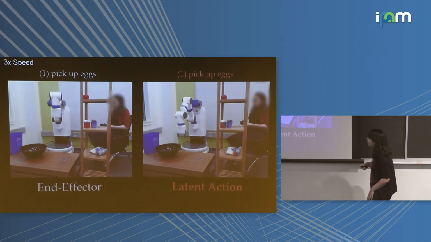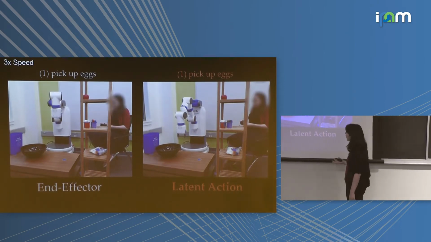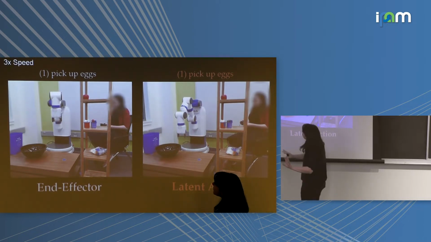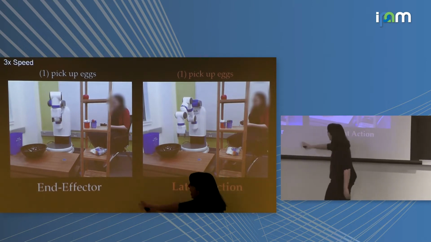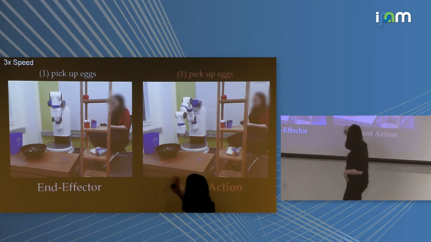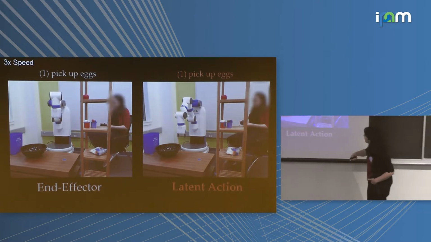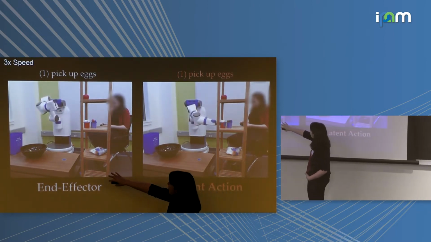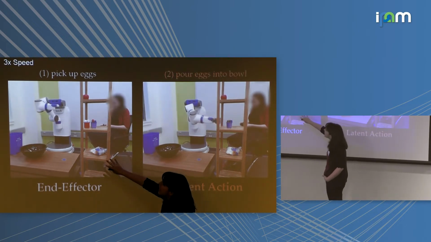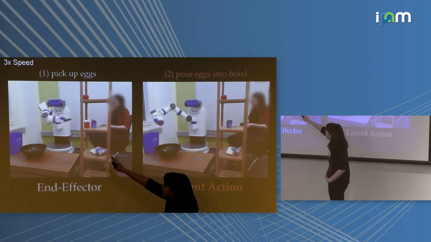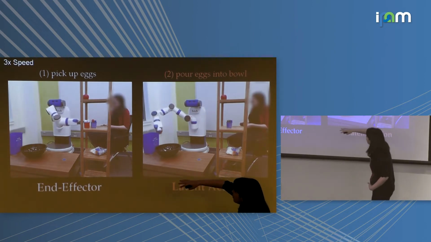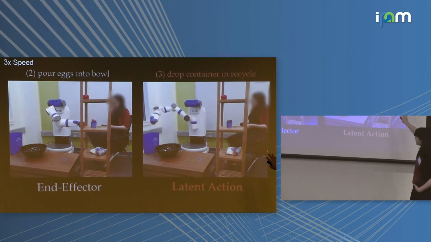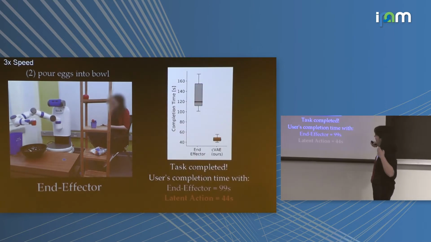All right, so here we have a task. It's a make-an-apple-pie task, which is not really an apple pie, but imagine it is. On the left, we have the end effector control. On the right, we have latent actions. I'm going to show this video. What you can see on the left is that the person, even though they have training with this robot, has a difficult time figuring out how to get to the objects and move them around. But in this case, it's pretty intuitive to use.